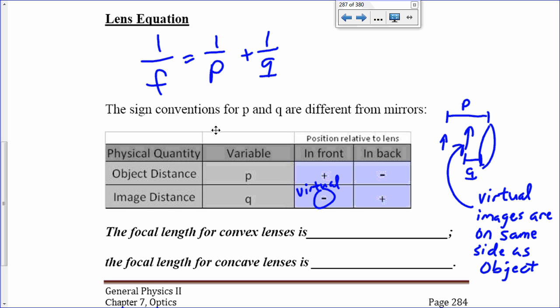On the other hand, if this is my object, I have an image over here. This is my image distance. That's going to be a real image. So real images are on the opposite side of the lens.